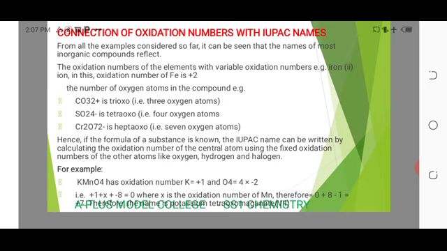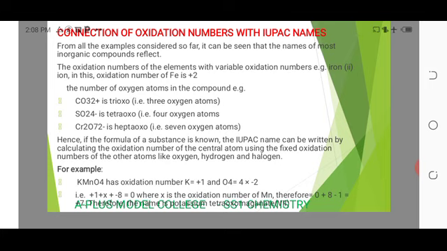So if the formula of a substance is known, the IUPAC name can be written by calculating the oxygen number of the central atom, using the fixed oxygen numbers of atoms like oxygen, hydrogen, and the halogens that I have taught you all about. There are some basic oxygen numbers that you must know: oxygen is -2, hydrogen is +1, halogens are -1 as well.